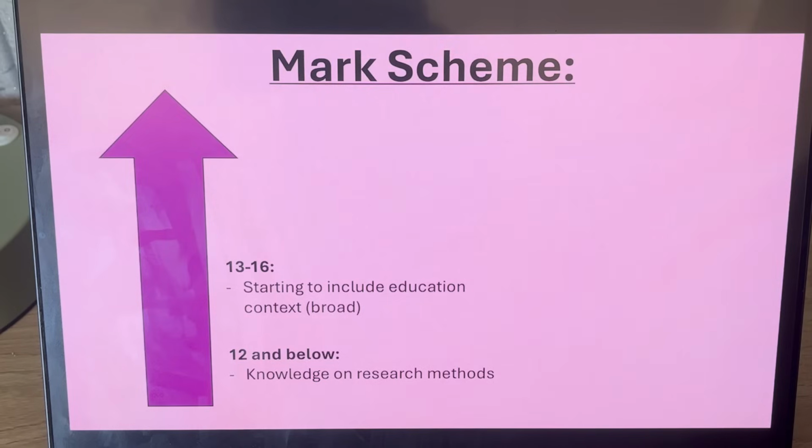13 to 16 marks is when you're starting to introduce your educational context, but it's quite broad, so it might not be specific to what the question is necessarily asking, but you are still showing that you have somewhat of an extent of knowledge about how these methods might work.